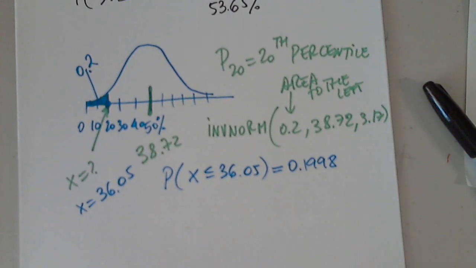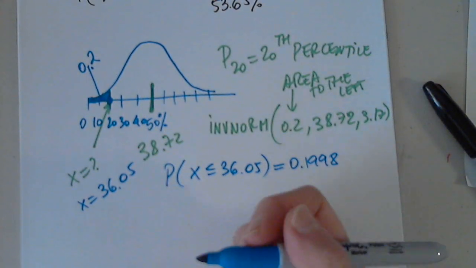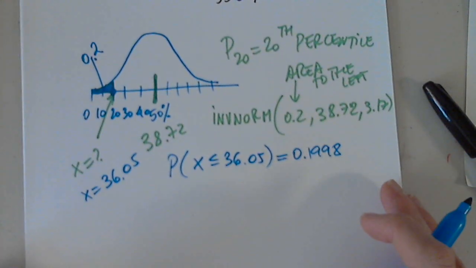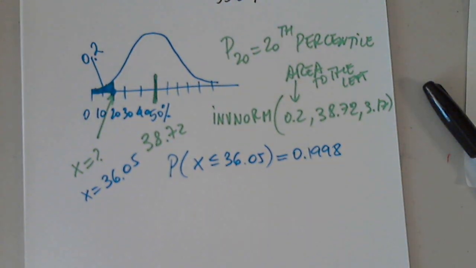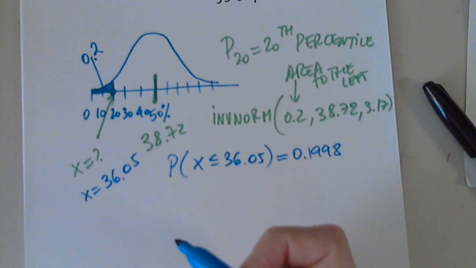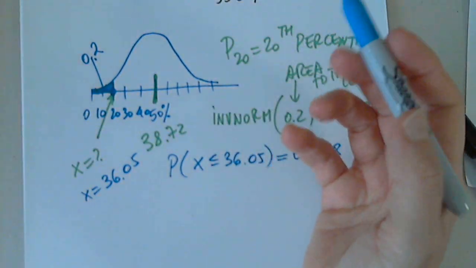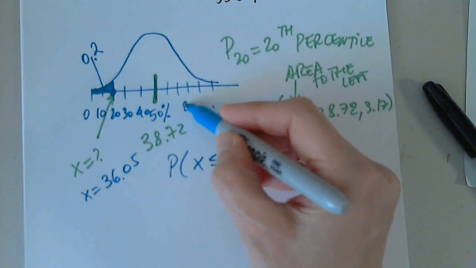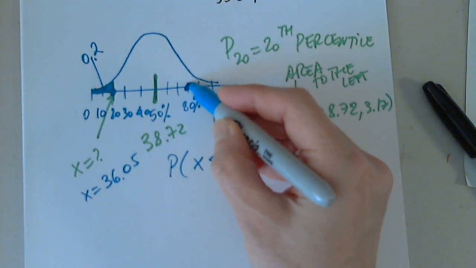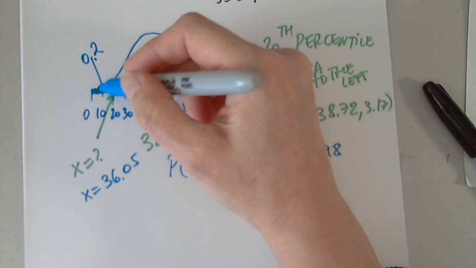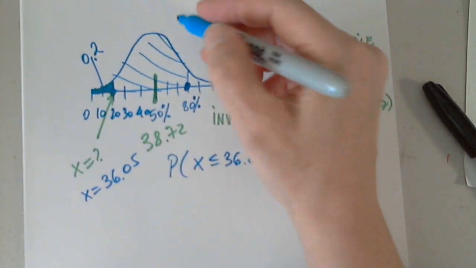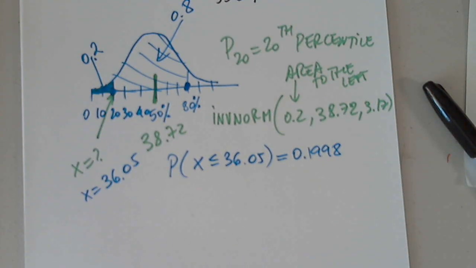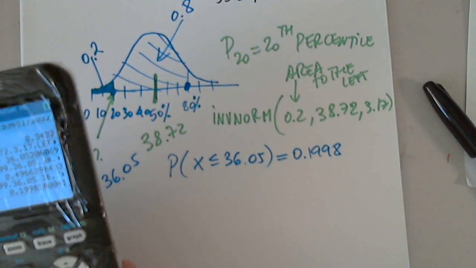Let's say we want to determine another percentile. Give me another percentile that you want to determine. Anything. 80? You want 80? So this would be 80%. I don't have this point, but I know that all this area has to be 0.8. So I repeat with inv norm.